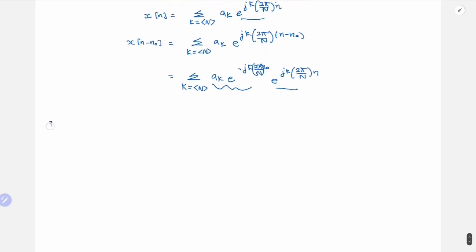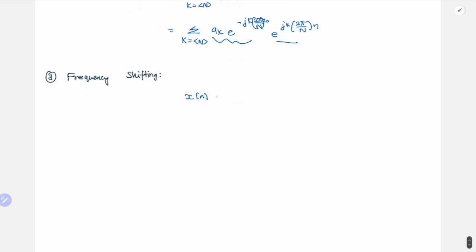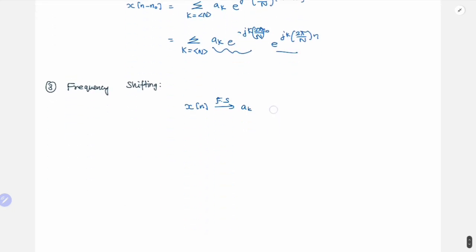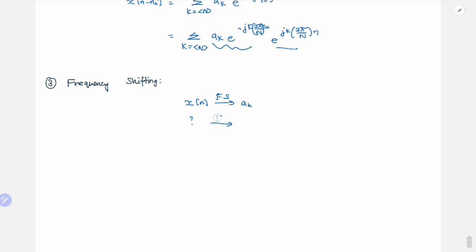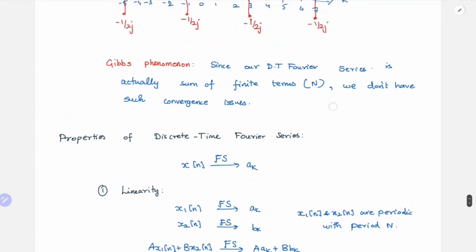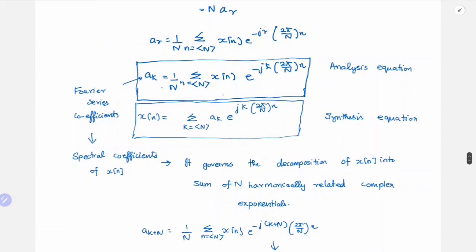So next let us see what happens if we do frequency shifting. So let's say my x[n] gives a_k in the Fourier series. And what will come here if my Fourier series is a_(k minus m)? What will come here? That I have to find out. So we can either use the analysis equation or the synthesis equation. So I think the analysis equation will be straightforward.